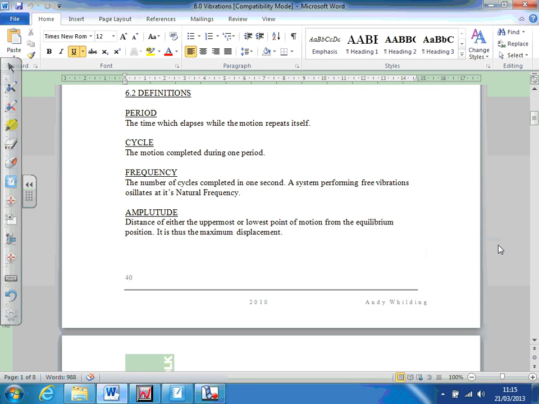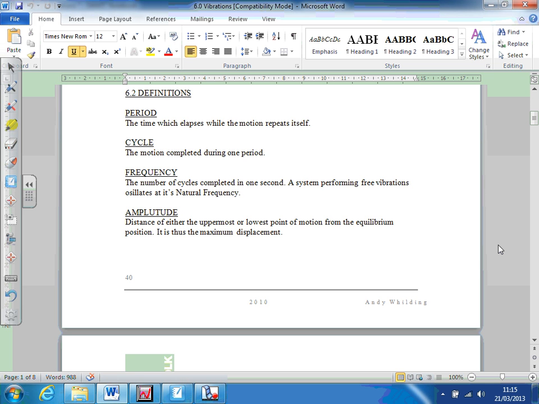So we've got the frequency, we've got the period, and the amplitude. Just notice the deliberate spelling mistake there. Amplitude is the distance of either the uppermost or the lowermost points of the motion from equilibrium position. It's thus the maximum displacement.